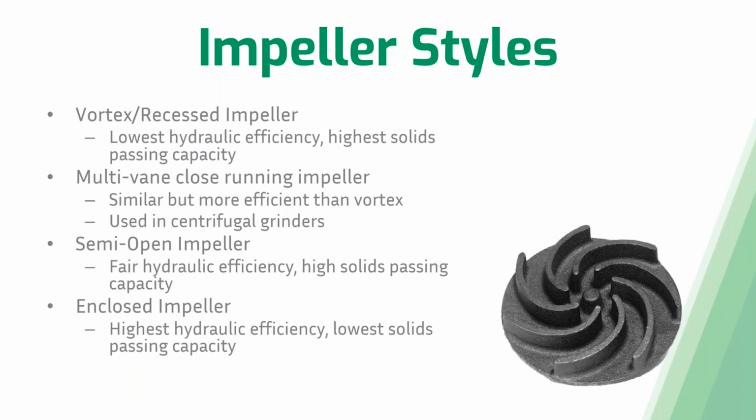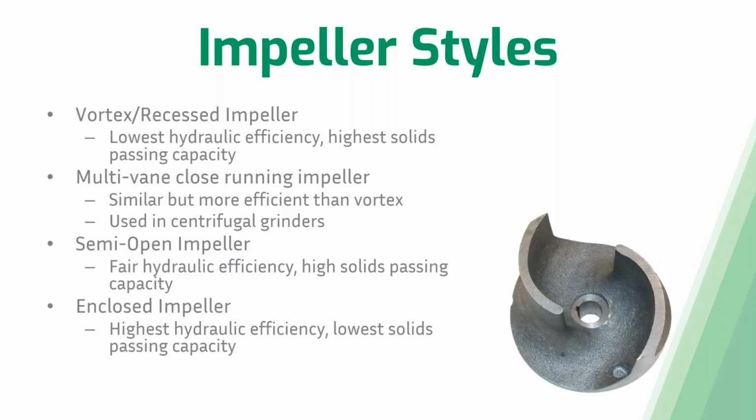Now, moving down the list, our multi-vane close running impeller is very similar to a vortex impeller. However, they tend to be a little bit more efficient than that vortex impeller. The reason for that is because these are used in our centrifugal grinders, and these are typically mounted to where there's very little space between the inlet of that pump and the bottom of that pump housing and that impeller. So the flow path is instead through the vanes of that impeller rather than below in a vortex. Because of that, that allows for higher efficiency.